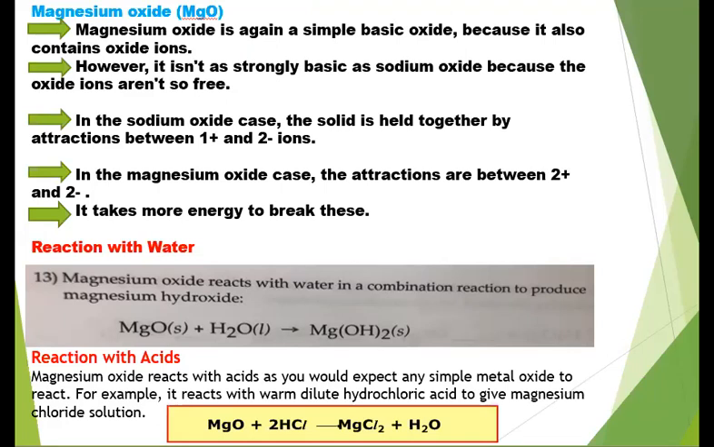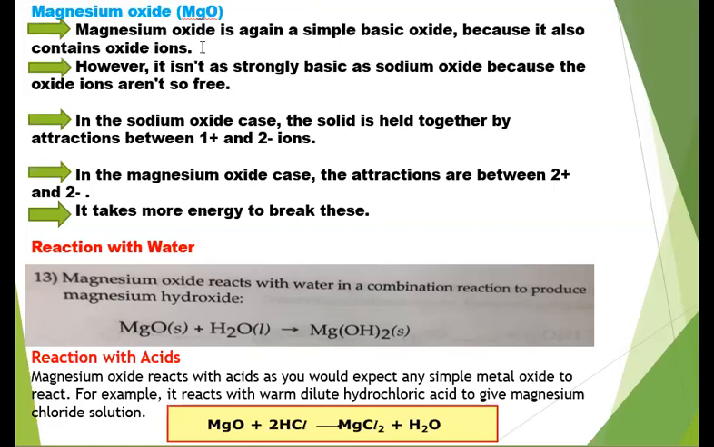But it is not so strongly basic as compared to sodium. It is basic. Why? Because it contains oxide ion, O minus 2. But it is not strongly basic like sodium. Why? Because here the oxide ions are not free as in sodium.